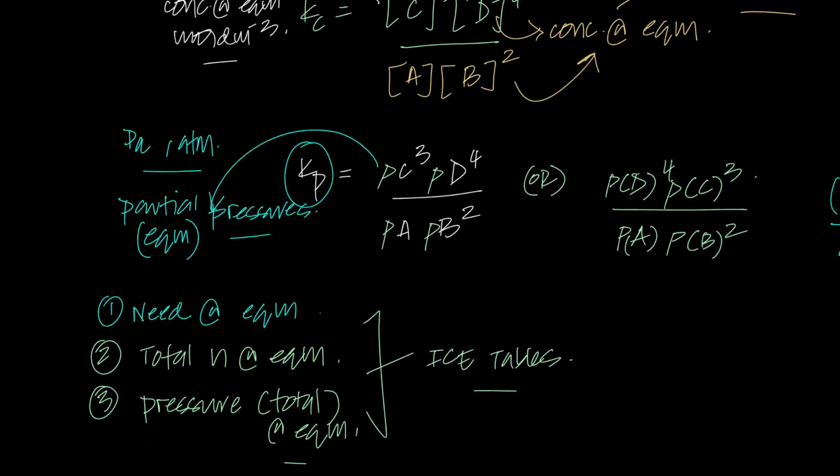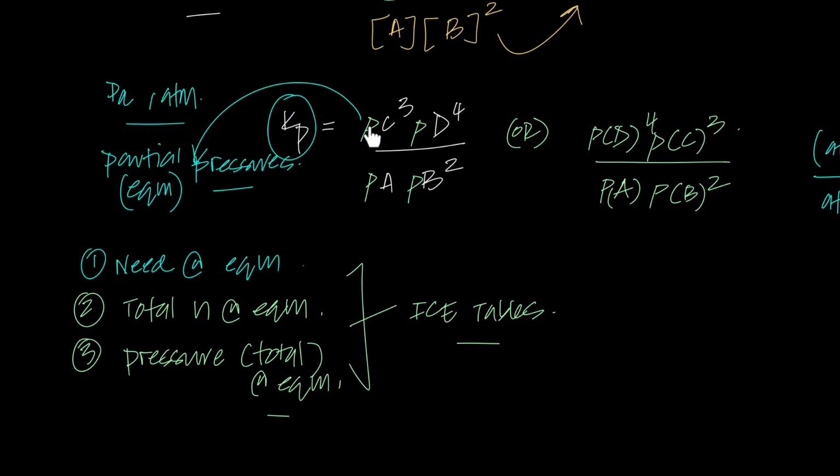Instead of concentration at equilibrium, you're using partial pressures at equilibrium. And for you to calculate partial pressures, you need the moles at equilibrium divided by the total moles at equilibrium, into the total pressure. That's what we need, right? And in order to get the moles at equilibrium, you need ICE tables, don't you?